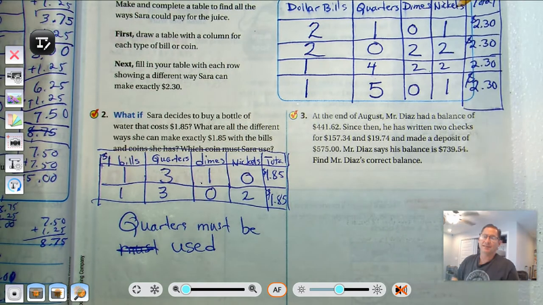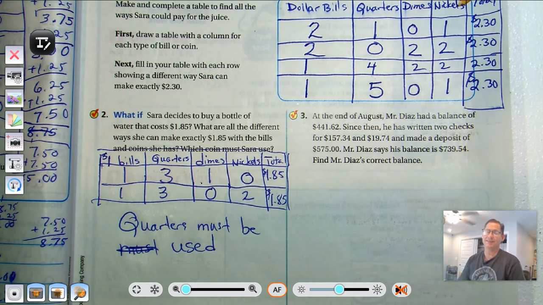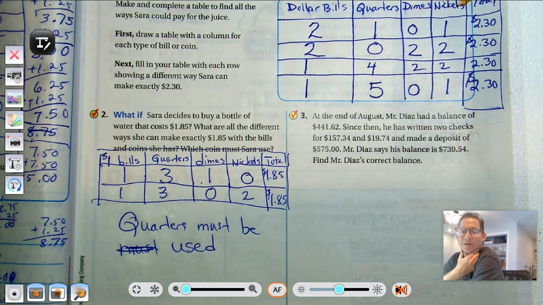Number 3, at the end of August, Mr. Diaz had a balance of $441.62. Since then, he has written 2 checks for $157.34 and $19.74 and made a deposit of $575. Mr. Diaz says his balance is $739.54. Find Mr. Diaz's correct balance.